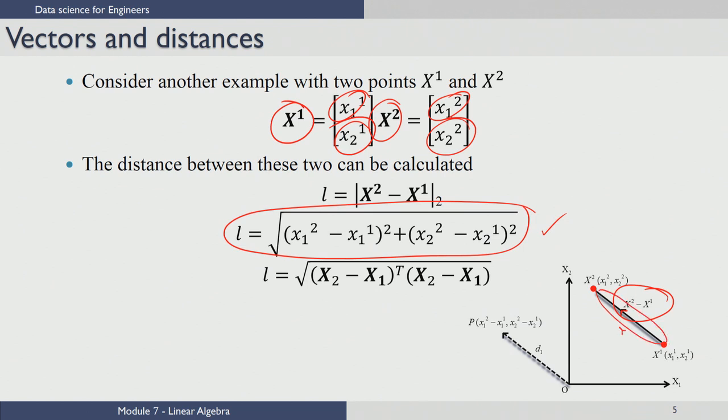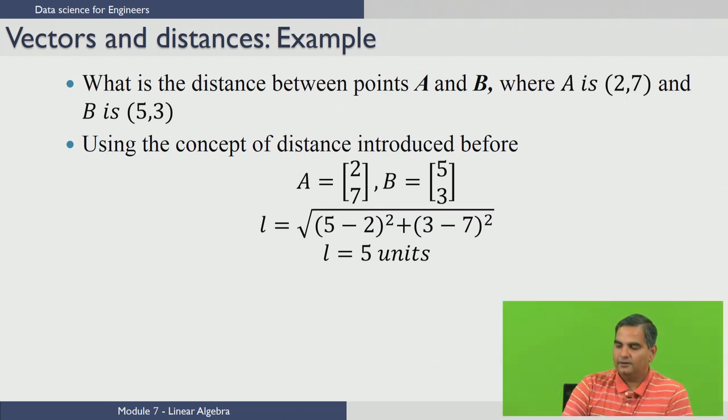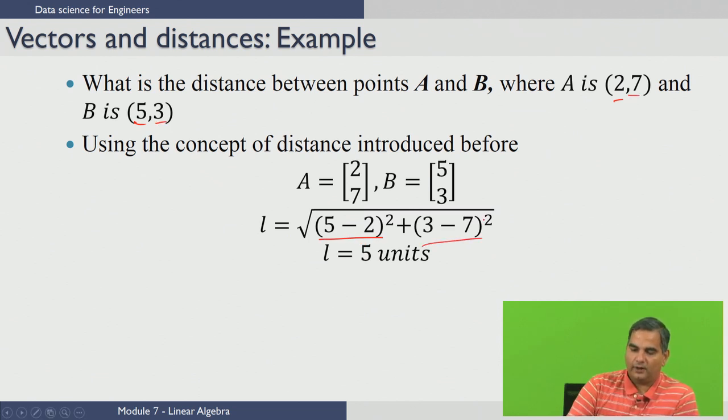This can also be written in a compact form as given here, which is root of (x2 minus x1) transpose times (x2 minus x1). A simple example to illustrate this: if I have 2 points A and B, where A is (2, 7) and B is (5, 3), then the distance is: you take the difference between 5 and 2 and square it, then take the difference between 3 and 7 and square it, and you will get your length as 5. That would be the length of the line drawn between the 2 points A and B.